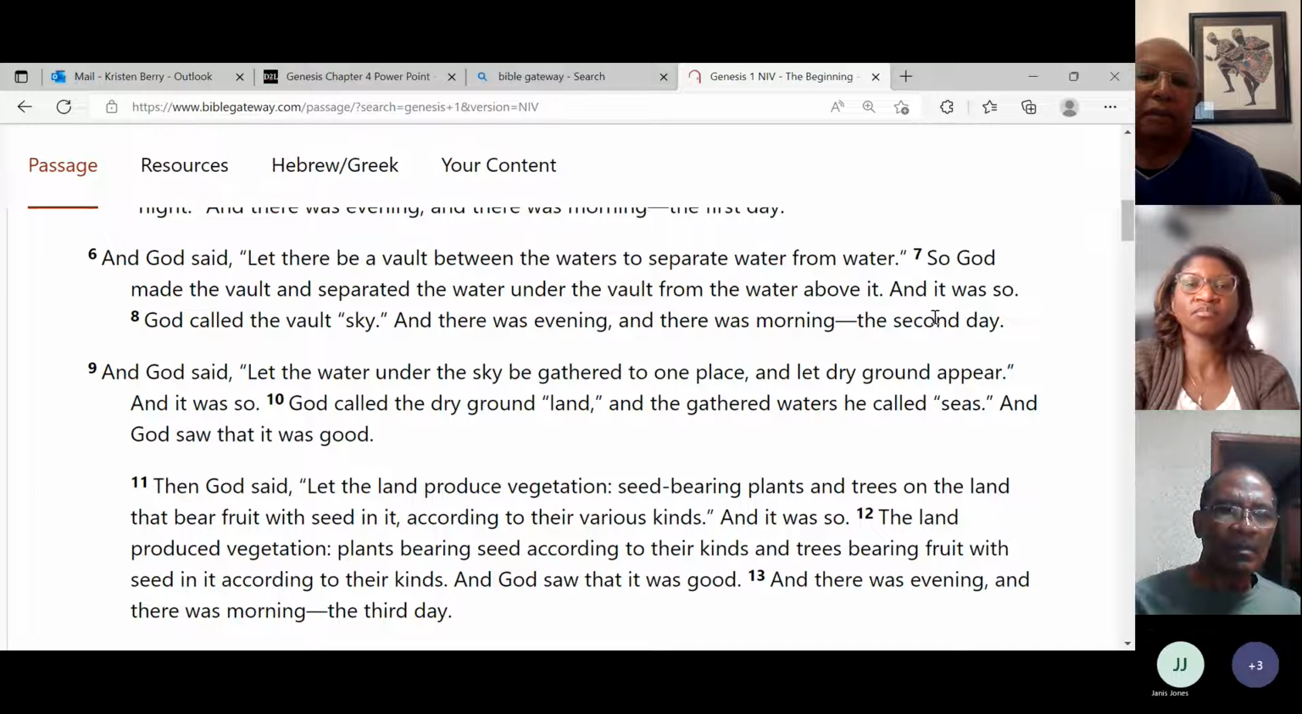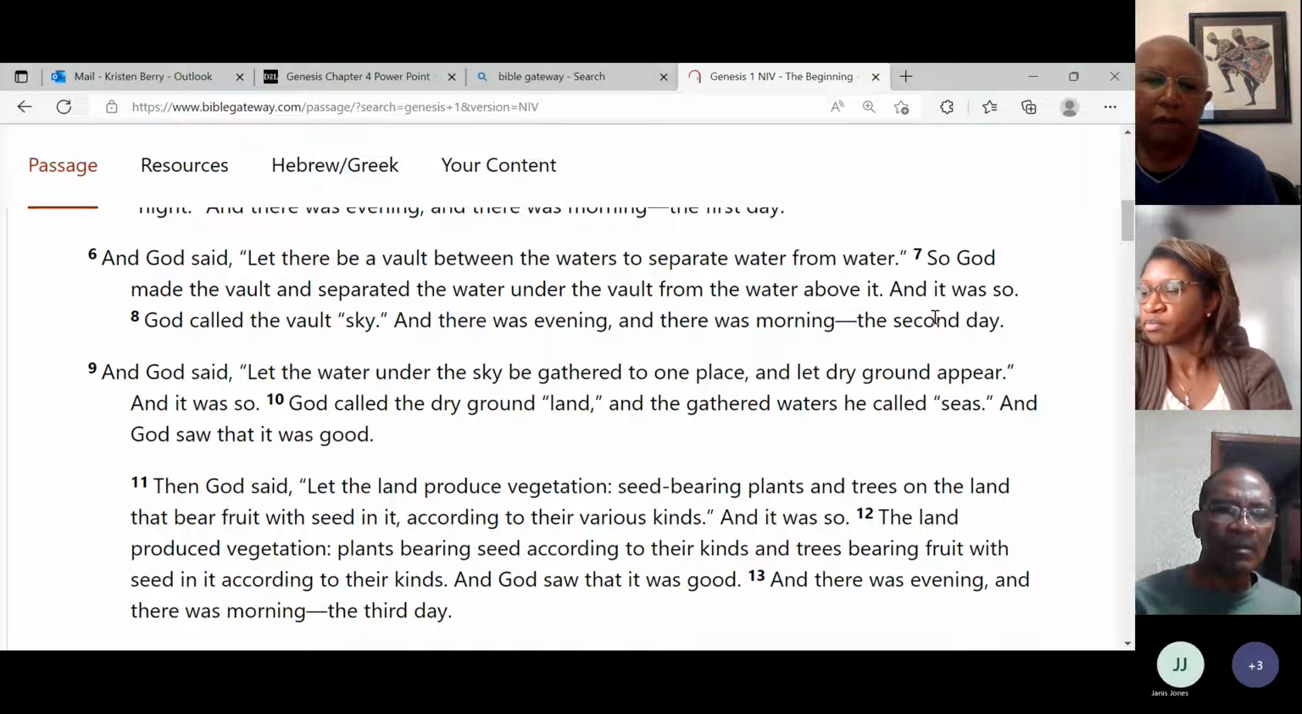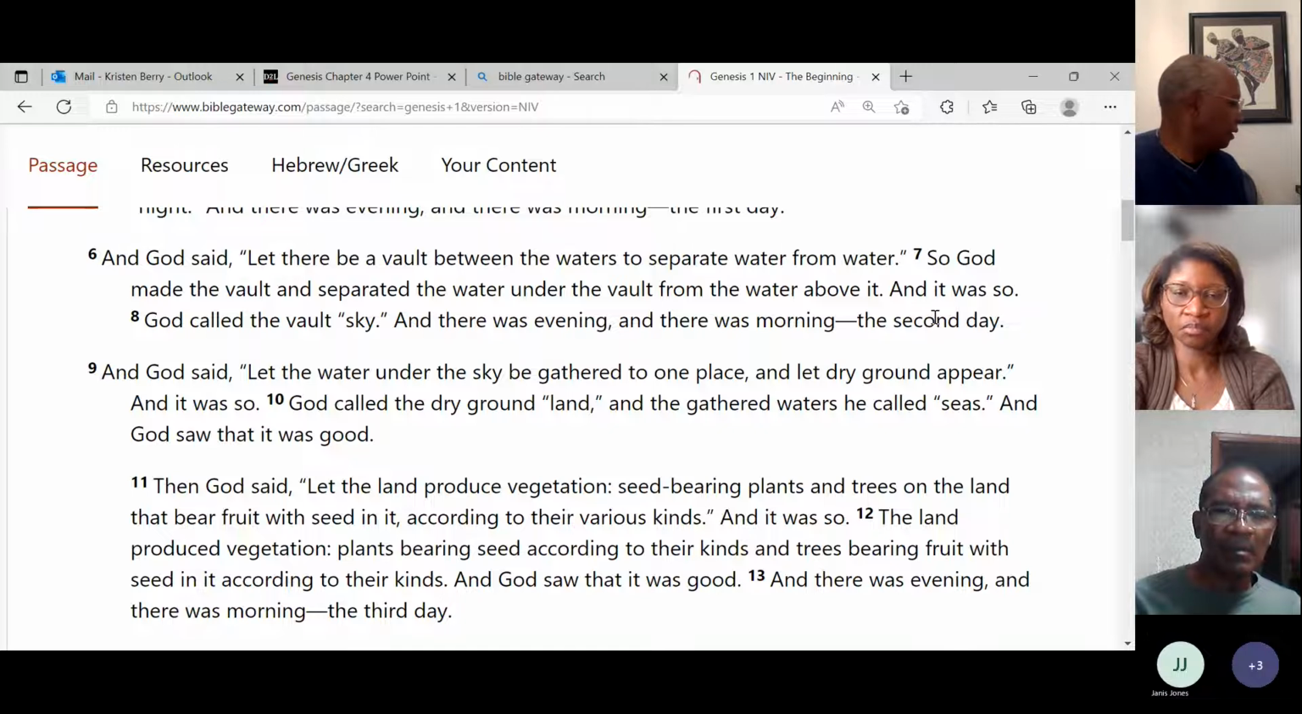And God said, "Let the water under the sky be gathered to one place, and let dry ground appear." And it was so. God called the dry ground land, and the gathered waters he called seas. And God saw that it was good.